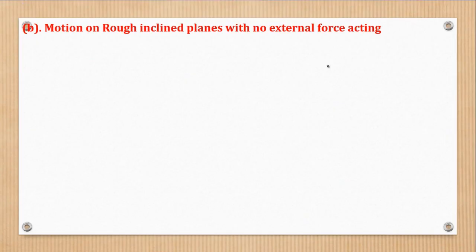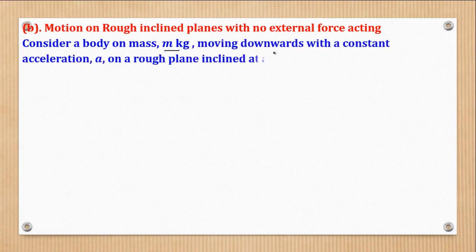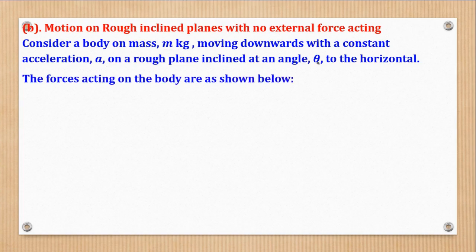What if a plane is inclined, but with no external force acting? So we shall consider a mass, m kilograms, moving downwards with a constant acceleration a on a rough plane inclined at an angle of theta to the horizontal. The forces acting on the body are as shown, so we shall first draw an inclined plane. That will be the mass. Then, because there is mass, there should be weight, which is vertically downwards.